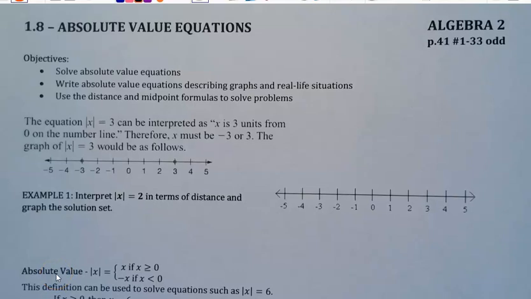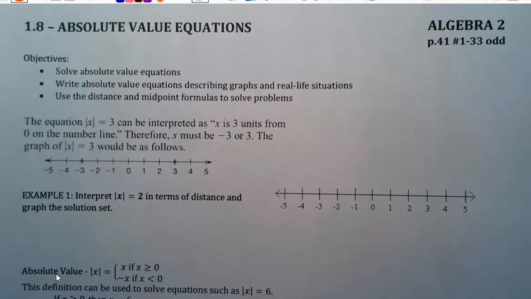All right, for 1.8 in Algebra 2, we are doing absolute value equations. So our objectives are to solve absolute value equations, write absolute value equations describing graphs and real life situations, and also to use the distance and midpoint formulas to solve problems.